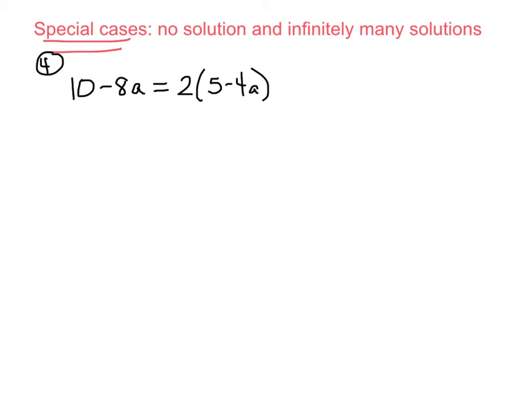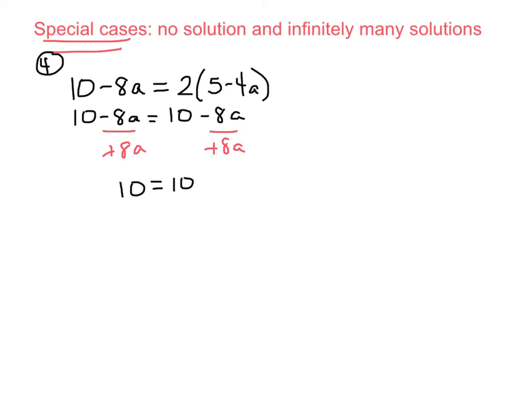Step 1, get rid of the parentheses. So this is going to be 10 minus 8A. Distribute 10 minus 8A. Right off the bat, you should notice something. These two equations are identical. But let's keep going. I have to move either the negative 8a on the left or the negative 8a on the right. What's the opposite of minus 8a? We're going to add 8a to both sides. So that gives me 10 equals 10. Notice what happens.